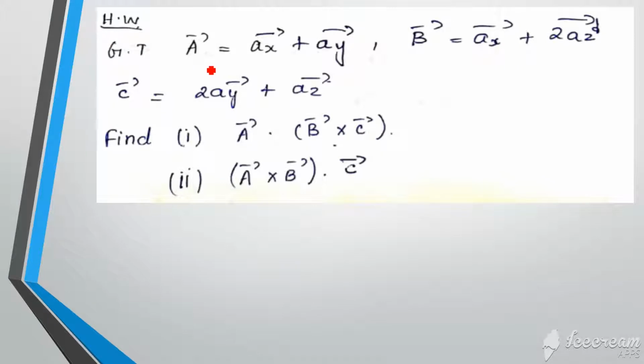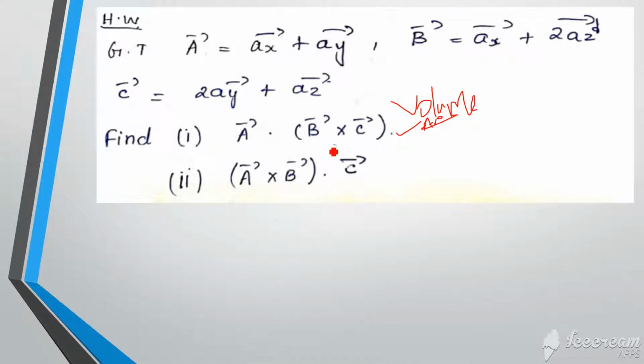Homework problem. a vector is equal to ax plus ay, b vector is equal to ax plus 2az, c vector is equal to 2ay plus az. Simply we need to find a vector dot b cross c. Already we studied this is the volume of parallelepiped. So simply we need to find it.